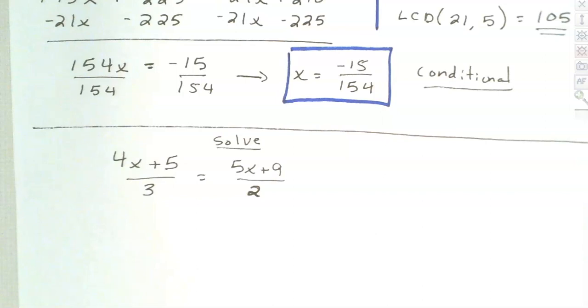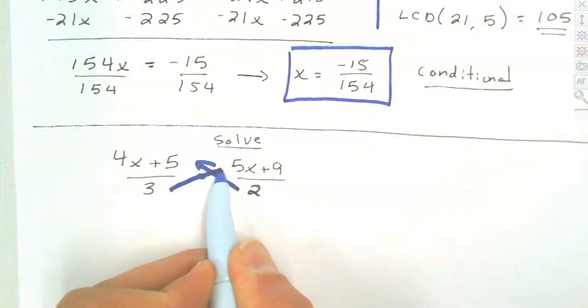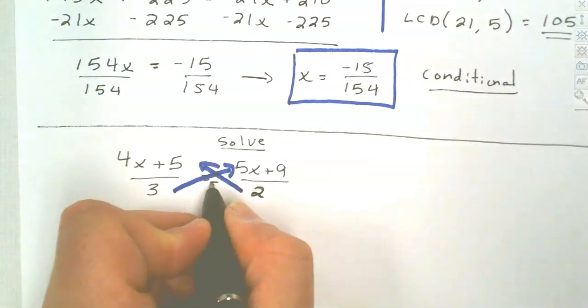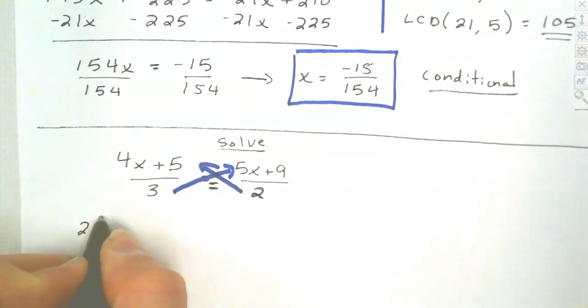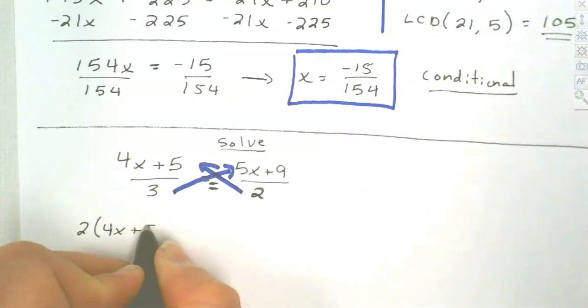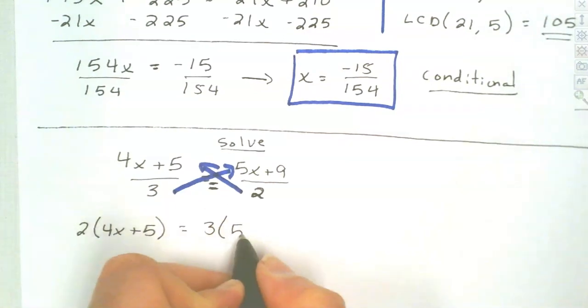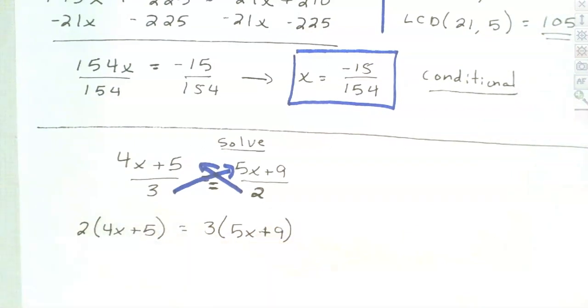Okay? So a fraction equaling another fraction, we can cross multiply. So let's remember how we can cross multiply here. It has to be a fraction equaling another fraction. You can directly cross multiply. That's going to save us from having to get the least common denominator. So when we cross multiply, we have 2 times 4x plus 5 equals 3 times 5x plus 9. So we cross multiplied there.